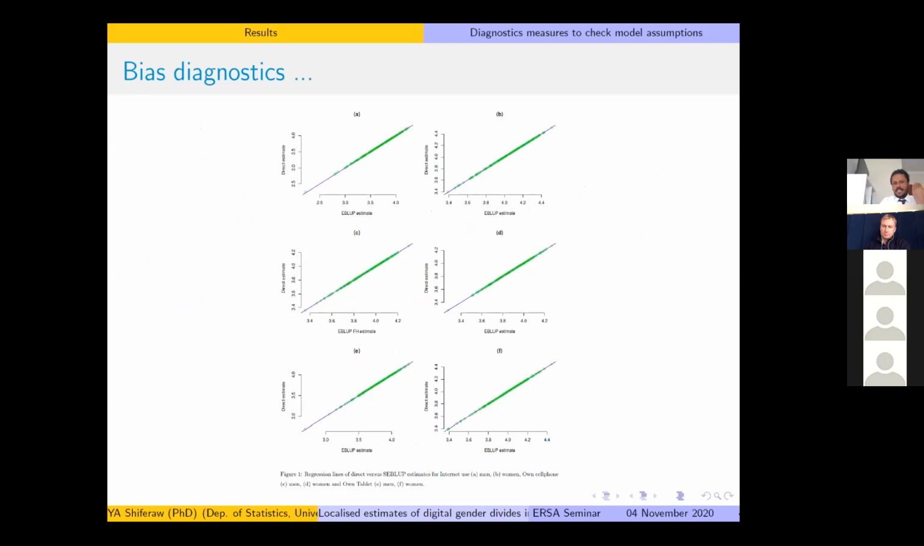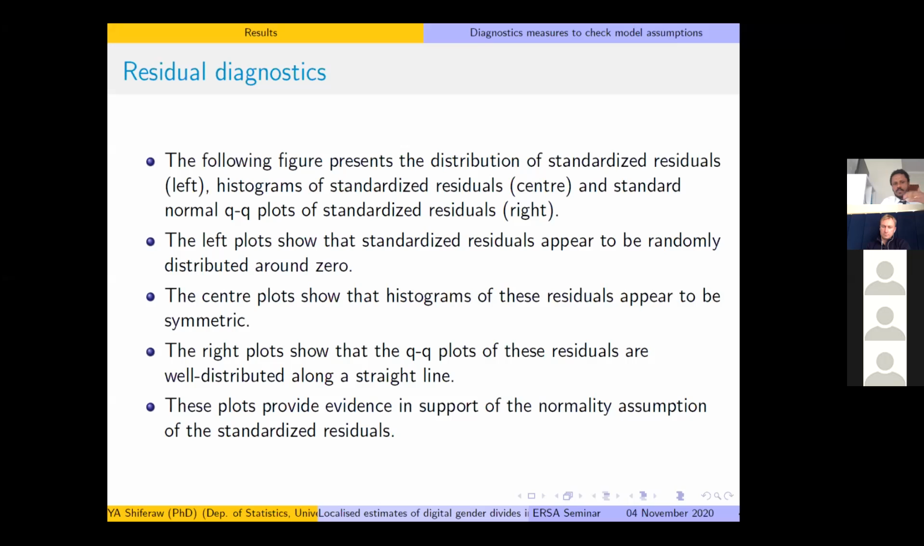The other one is bias diagnostics. I've just plotted the survey-based estimates against the model-based estimates, and they are expected to lie around the y equals x line. So as you can see here, all the values lie sharply around the y equals x line. So for the bias, we can say these estimates are really unbiased.